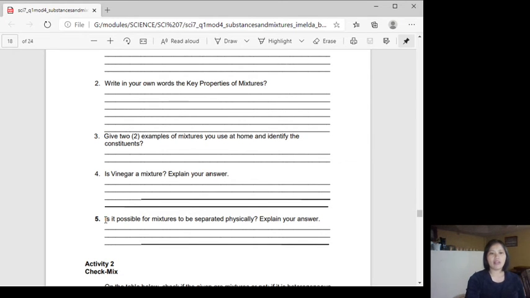Number 5, is it possible for mixtures to be separated physically? We explained this already. Okay, is it possible? Yes or no? If yes, you explain. And if not, you also explain. That is how you answer assessment number 1.